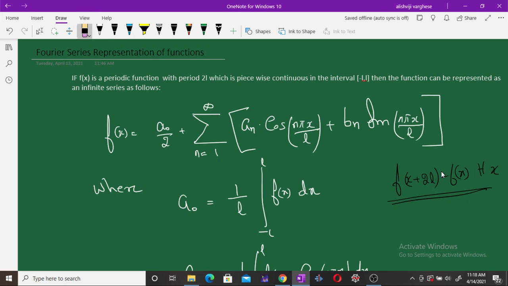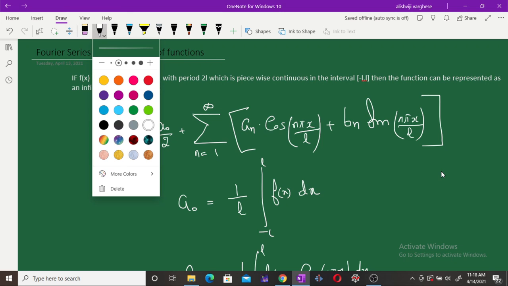And the second condition is that it's a piecewise continuous function in the interval minus L to L. So the interval is of length 2L, and in that interval, the function is piecewise continuous. It means the function has only a finite number of discontinuities in the interval minus L to L.